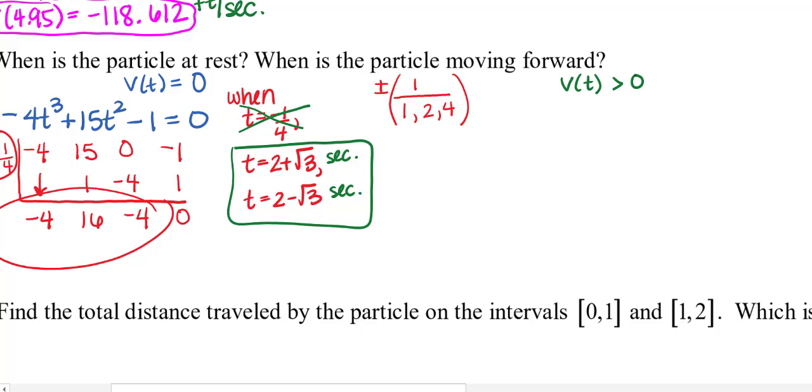Well, I know where v of t is equal to 0, so I'm going to create a number line here for velocity, and I label my number line. Anytime I do a number line for position, velocity, or acceleration, you're going to have to label them so you know which is which. I'm limited 0 to 4.95, so put any domain restrictions that you have on your number line. Then the 2 plus rad 3 was about 3 point something, but I'll just put it about right here.